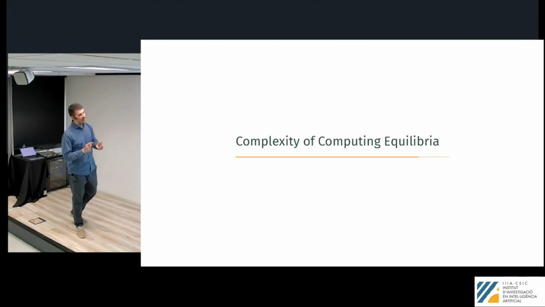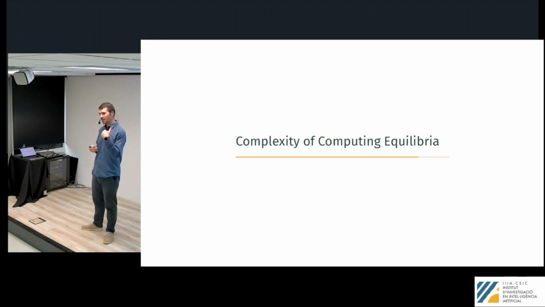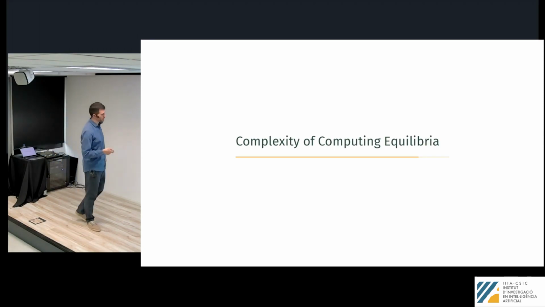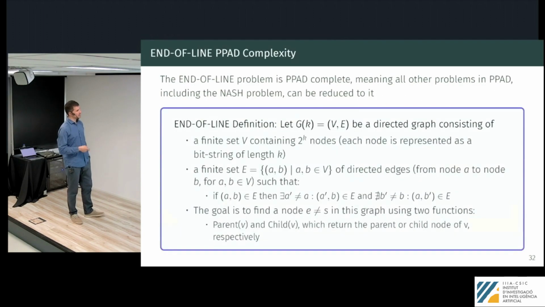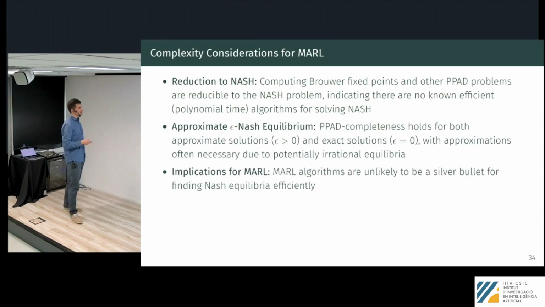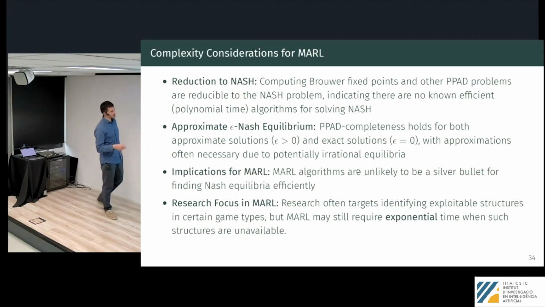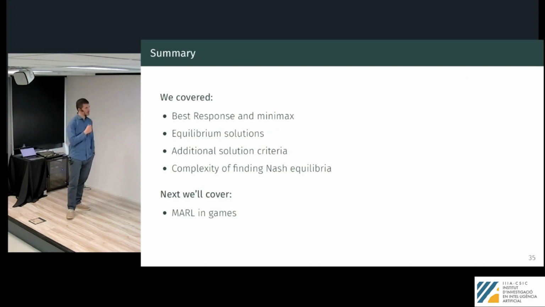What we can do, though, is identify certain structures in games, certain assumptions that the games might uphold, and then exploit those structures to have more efficient learning algorithms. That's what a lot of research is doing. So that's a summary of what I would have said here. I would have talked about the complexity and mentioned End of Line as an example of a complete problem for the PPAD complexity class. But the most important thing to take away is that the implication for MARL is that algorithms are unlikely to be a silver bullet, because that would mean finding a way to compute a Nash equilibrium efficiently. I'll leave it at that because it could be quite dry otherwise.